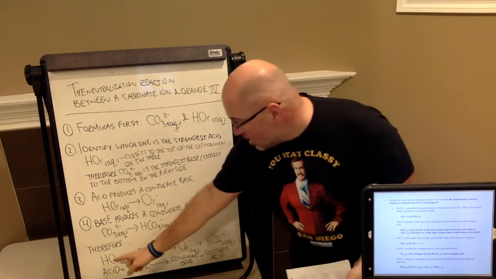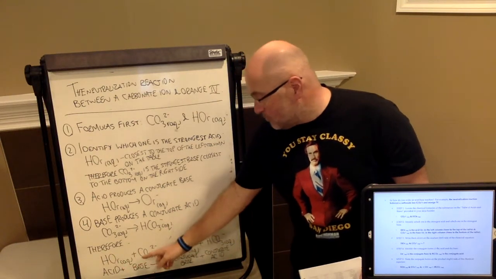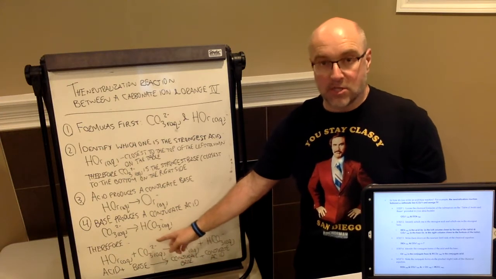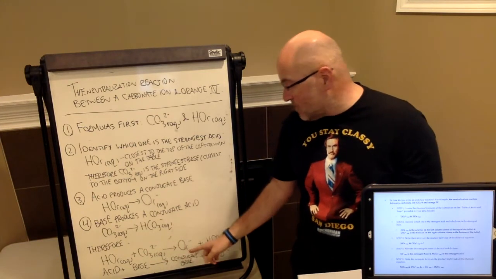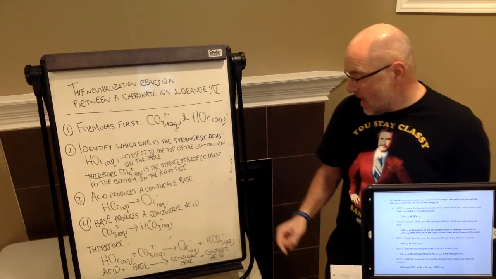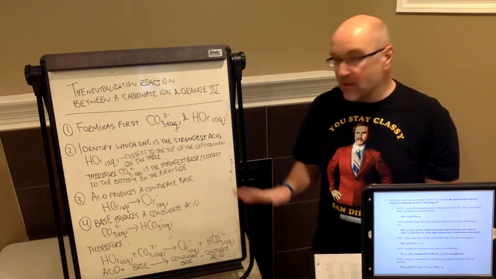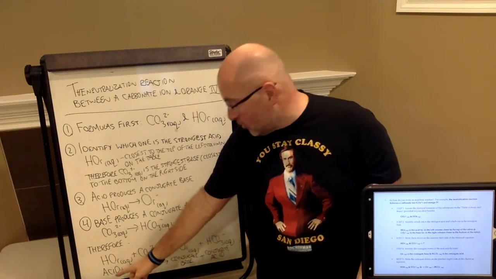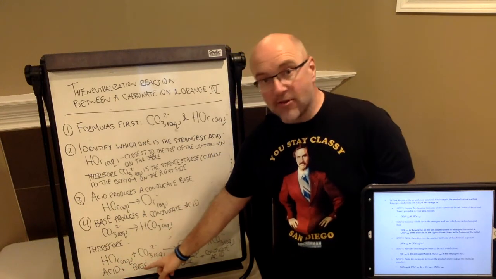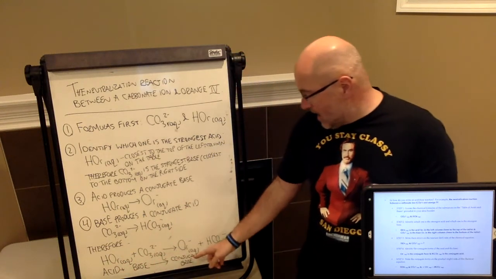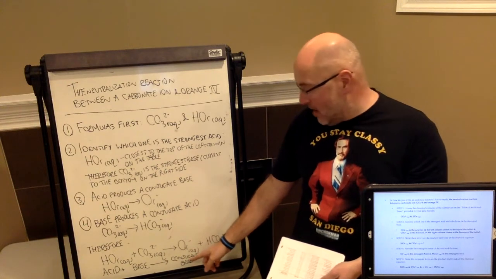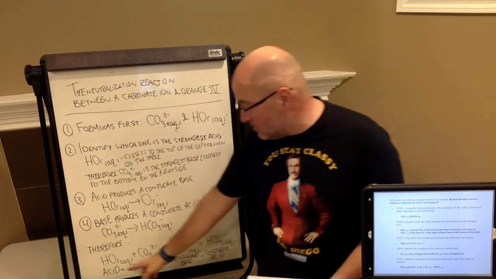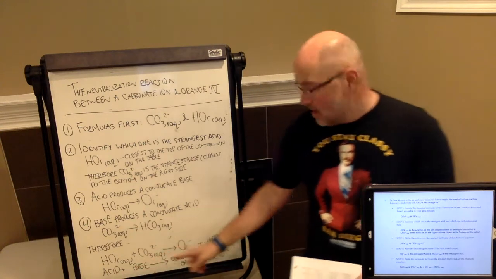So now I've got HOR aqueous plus CO3 2 negative aqueous, which is going to give me OR negative plus HCO3 negative. Now let's classify these. HOR, the orange 4, is my acid. My carbonate ion is going to be my base. My OR negative ion becomes my conjugate base because it was originally from the acid.